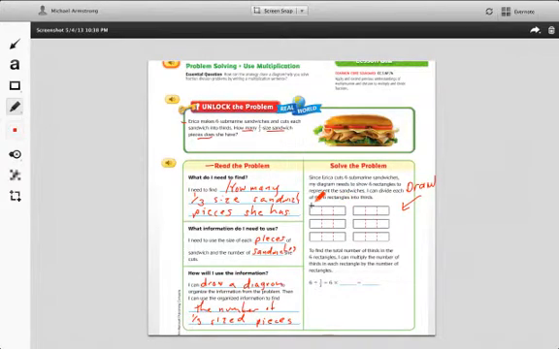This is our diagram. We have 6 sandwiches: 1, 2, 3, 4, 5, 6, and each one is cut into 1/3 pieces. You can see that there really are 1, 2, 3 in each sandwich, and there are 6 sandwiches. So when we divide 6 divided by 1/3, really we can multiply 6 times 3 because there are 3 pieces for all 6 sandwiches, and that leaves us with 18 slices.